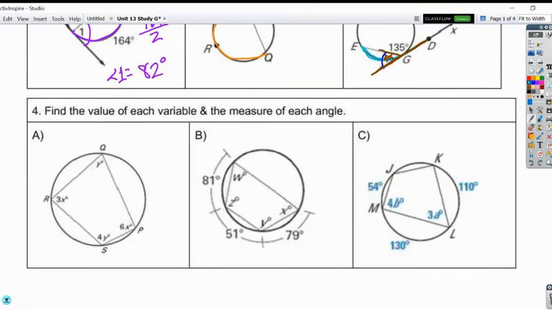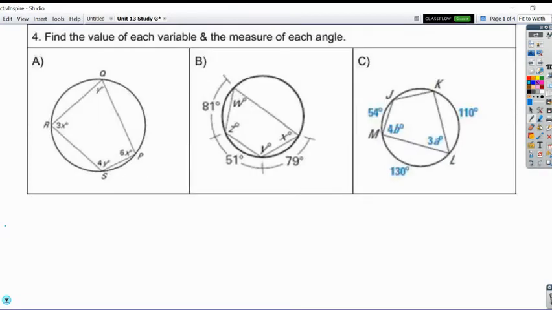At the bottom of this page here, we can look at some inscribed quadrilaterals. And so remember that in an inscribed quadrilateral, the opposite angles are supplementary. So in example A, angle R and angle P are supplementary. So 3x plus 6x must equal 180. So that's 9x when you combine like terms to equal 180. Go ahead and divide both sides by that coefficient 9. So I find out that x is 20.